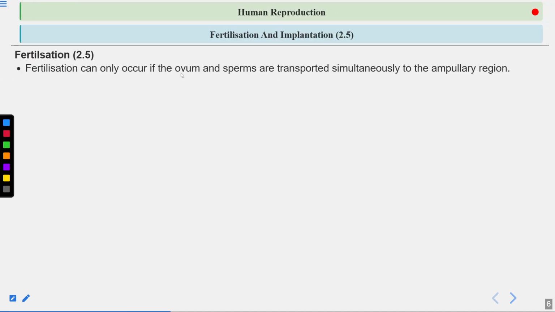Fertilization can only occur if the ovum and sperms are transported simultaneously to the ampullary region. Both the gametes should be present in the ampullary region of the fallopian tube. This is the reason why not all copulations lead to fertilization and pregnancy. So now you know why not all copulations lead to fertilization and pregnancy.